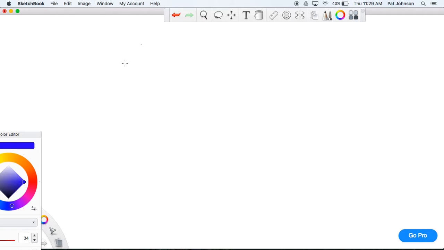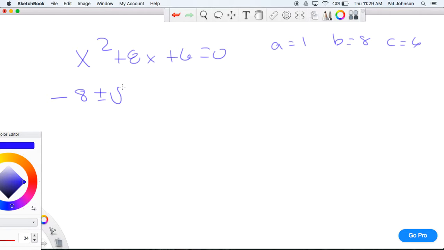Let's try one more example. So we're going to do x squared plus 8x plus 6 equals 0. Is it in standard form? Yes. a is 1, b is 8, and c is 6. So I'm going to say negative 8 plus or minus the square root of 8 squared minus 4 times 1 times 6, all over 2.